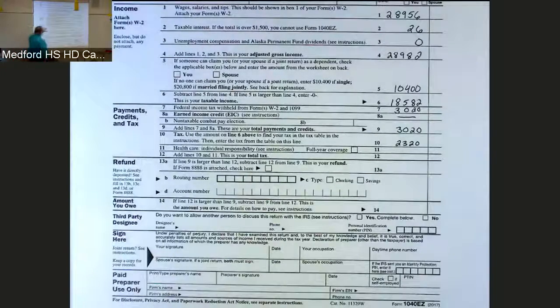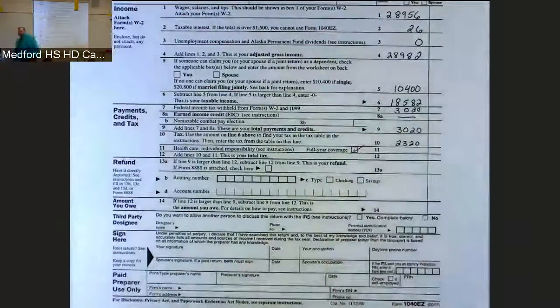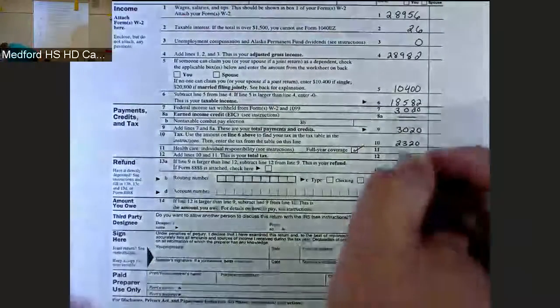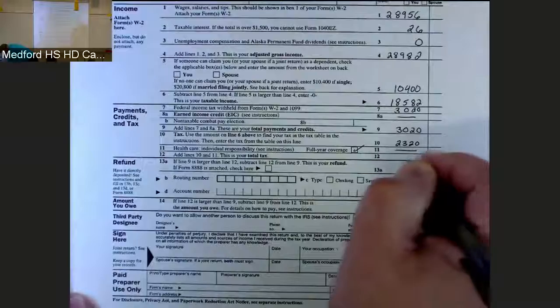Line 11 is healthcare that you're responsible for. Remember, according to the American Health Care Act, you're required to have health insurance. And if you don't have health insurance, you have to pay a penalty. We're going to assume that we have full year coverage. We have coverage. We're good. We meet that. So we're not going to pay any penalty. Add up 10 and 11.